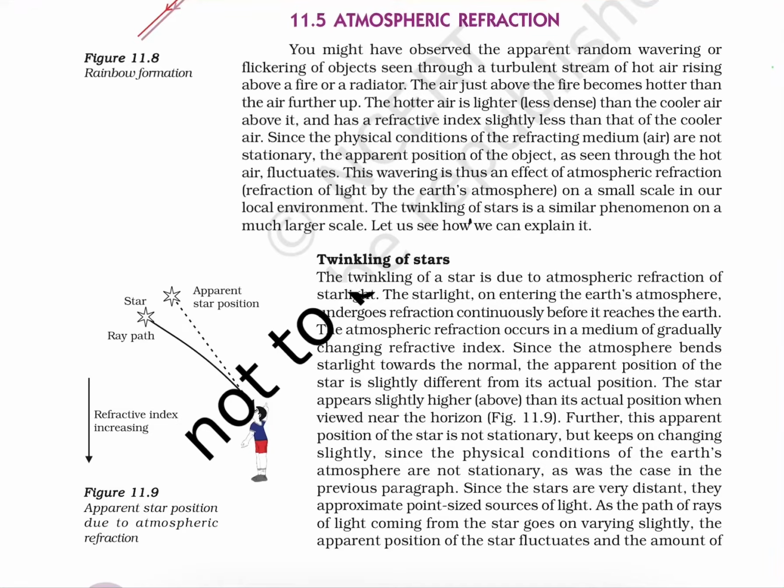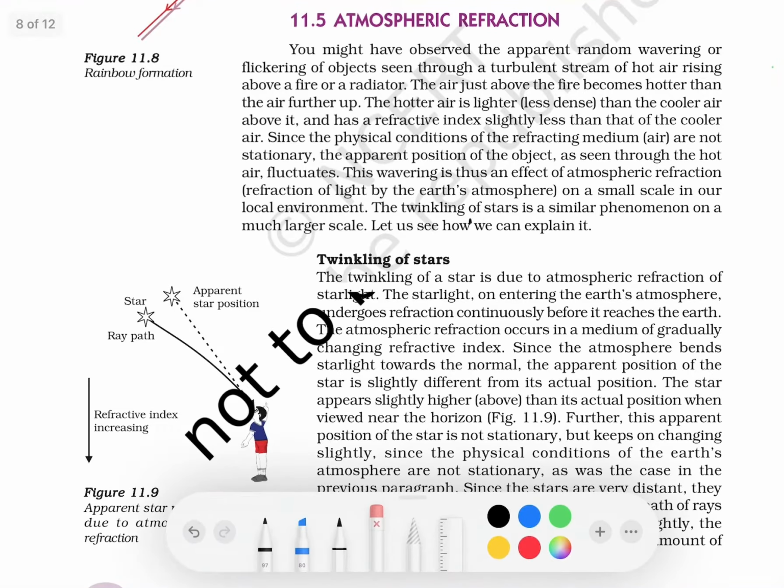Our next topic is atmospheric refraction. Now, how does atmospheric refraction take place? There is one atmosphere. So, how does refraction in that occur? See, imagine this is our Earth, and there is atmosphere surrounding it.